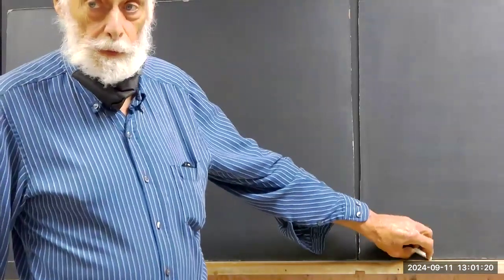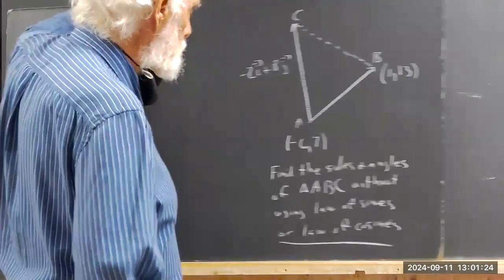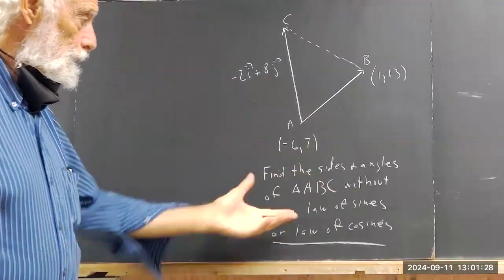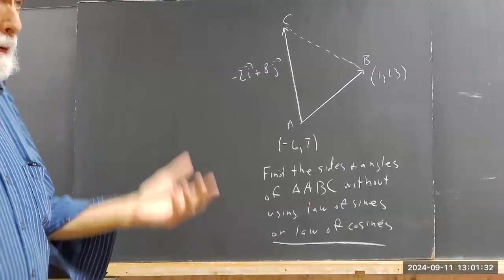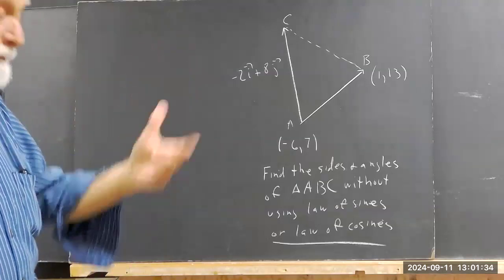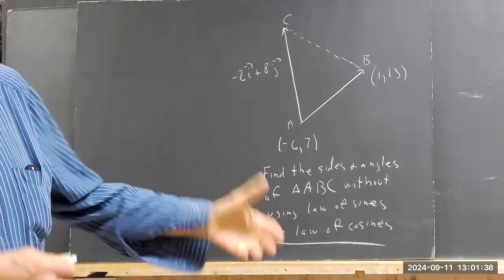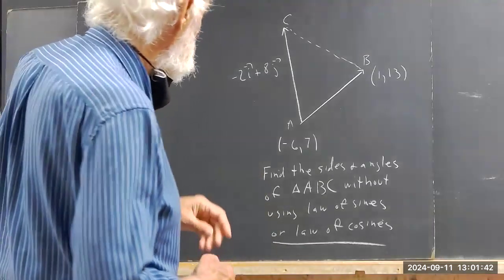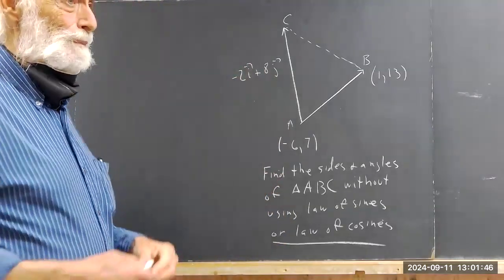Okay, are we still in focus? So the question was, find the sides and angles of triangle ABC without using log sines and cosines. I feel pretty good about finding the sides using the Pythagorean theorem, and I didn't see any of the errors that I saw Monday from the Pythagorean theorem. That's encouraging. That's exactly what I would expect. I wouldn't expect to make that mistake.